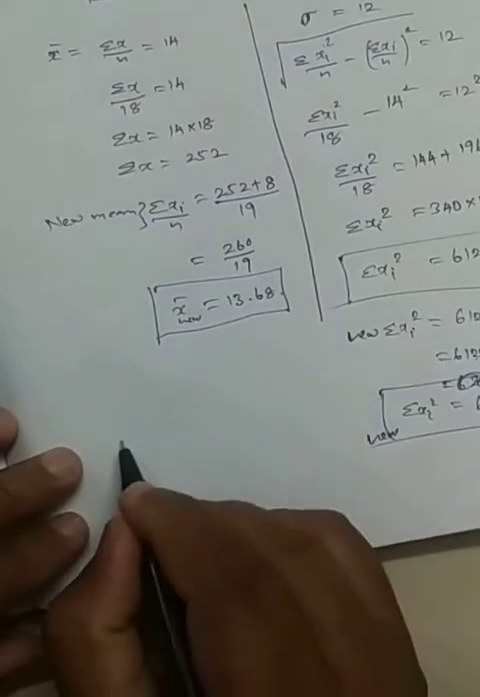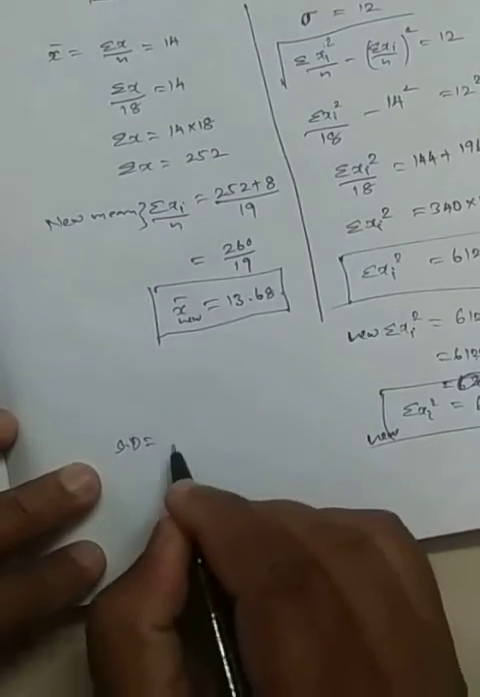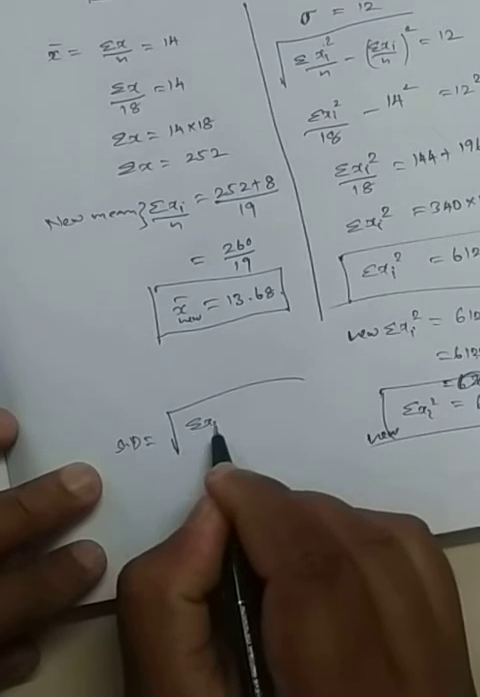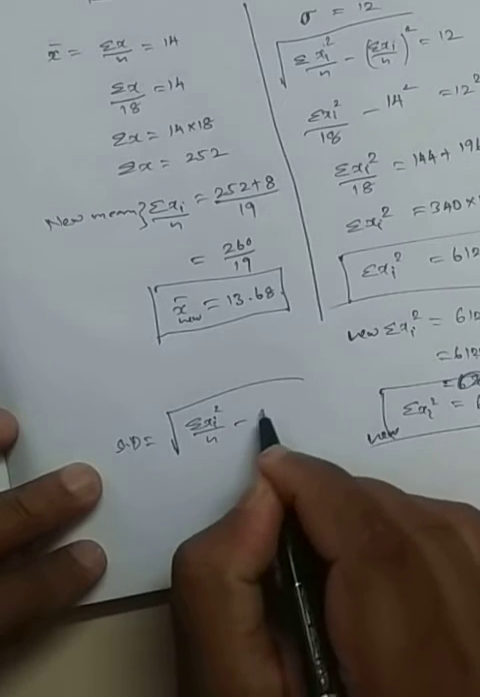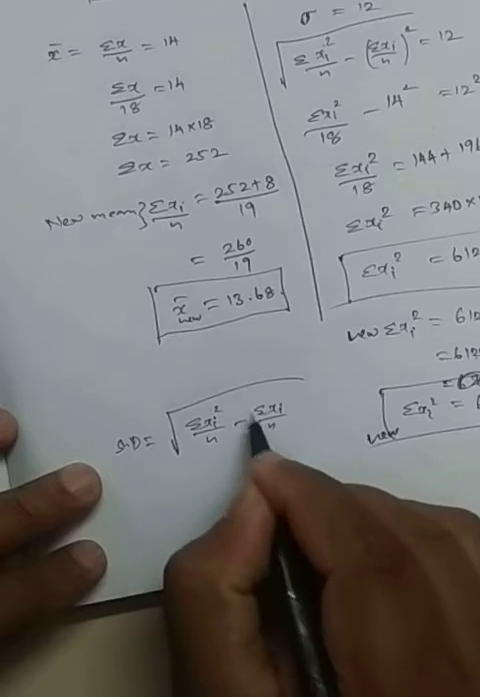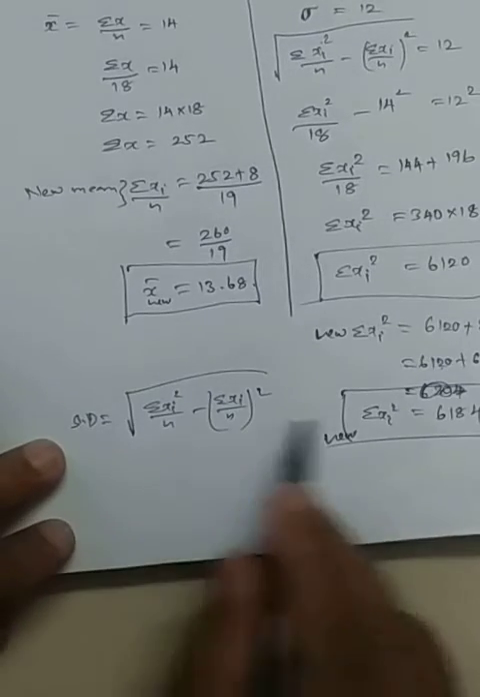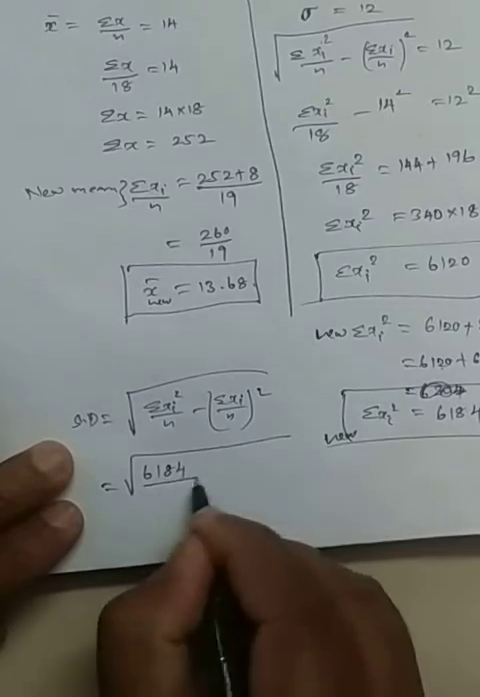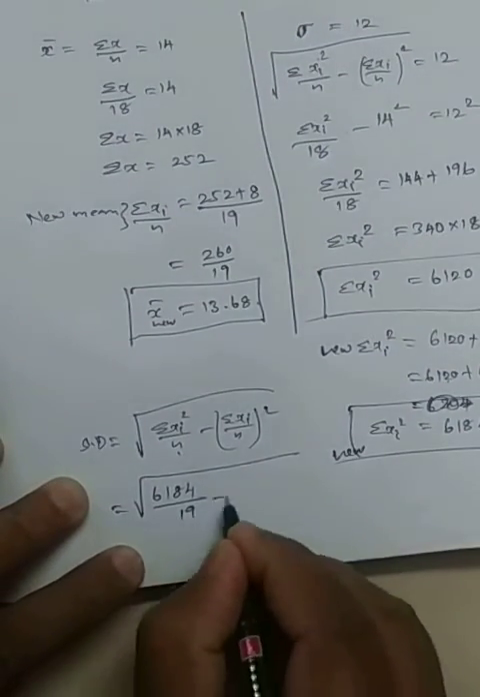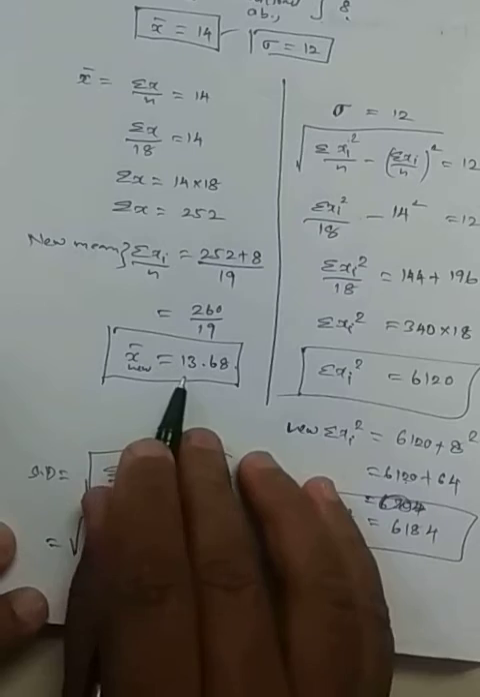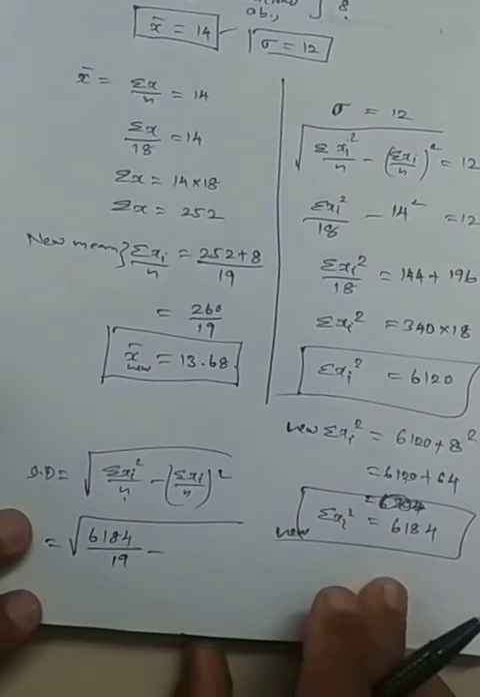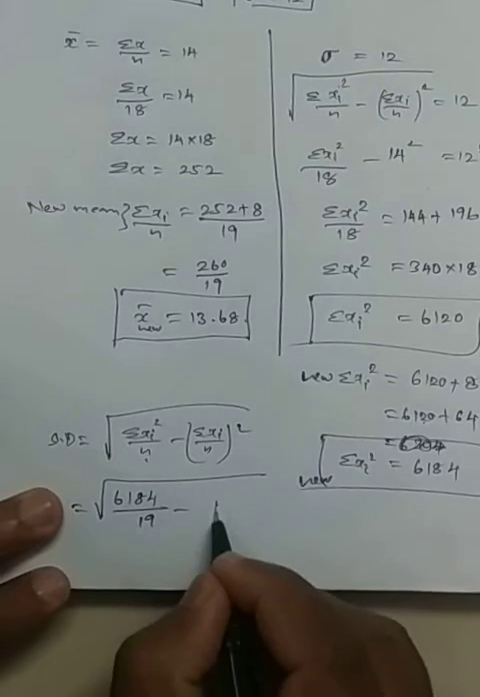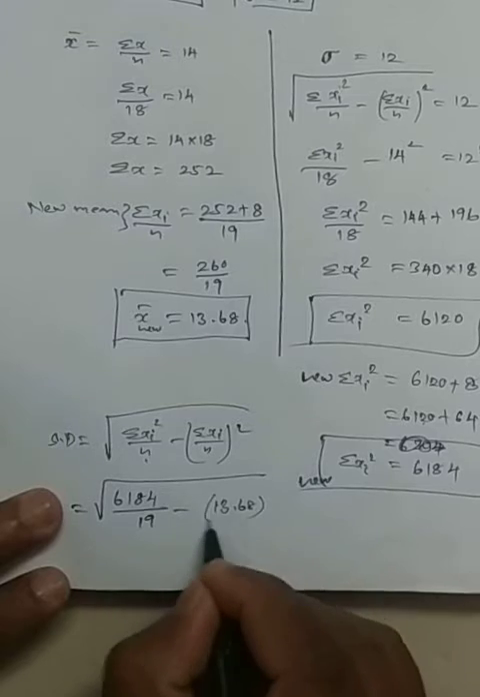Now again, the standard deviation formula is the square root of sigma xi square by n minus sigma xi by n, the whole square. Isn't it? Sigma xi, what's the value? Square root of 6184 divided by n, which is now, already it's 18, 18 plus 1 is 19. So divided by 19 will come, minus the new mean. How much did you get? 13.68. So that is 13.68 the whole square, I am writing here.